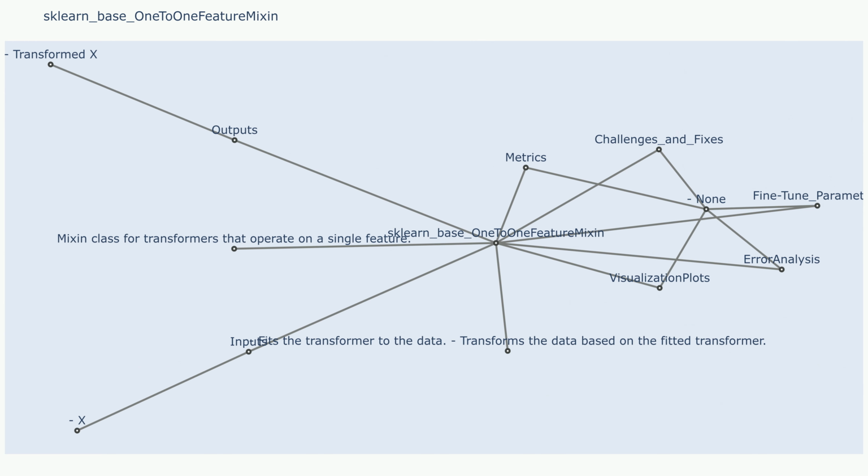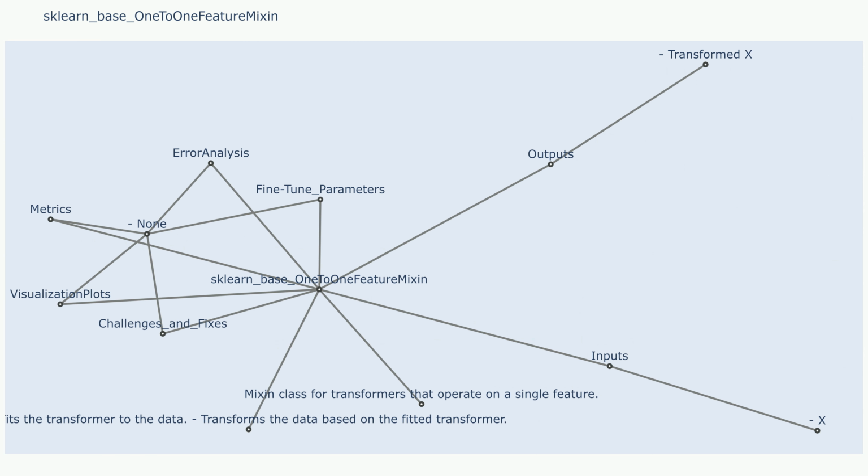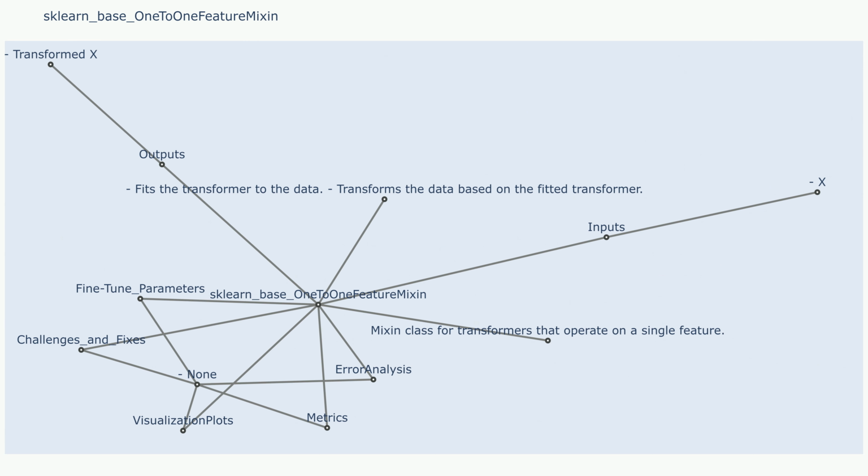Sample use case that resulted in challenge 1. A transformer that scales the input features may overfit if the scaling factors are chosen based on the training data alone. This can lead to poor performance on unseen data that has different scaling. Fixes to challenge 1. Use cross-validation to tune the parameters of the transformer and to evaluate its performance on unseen data.